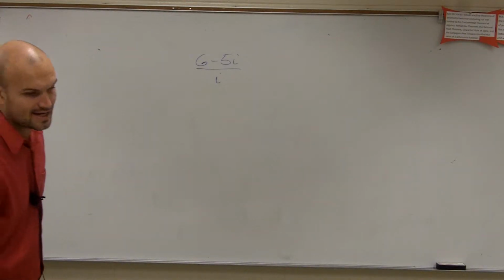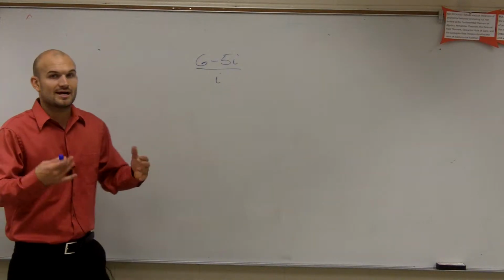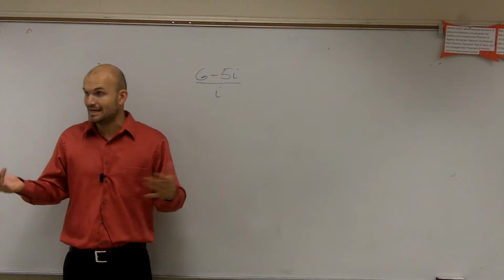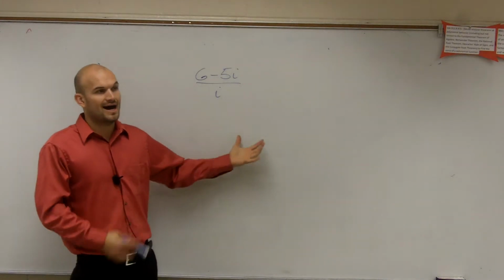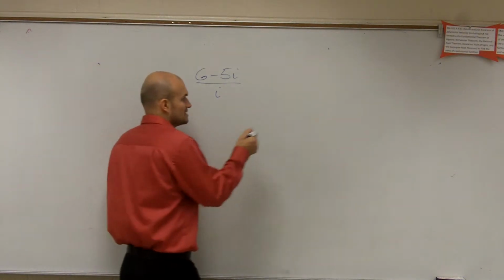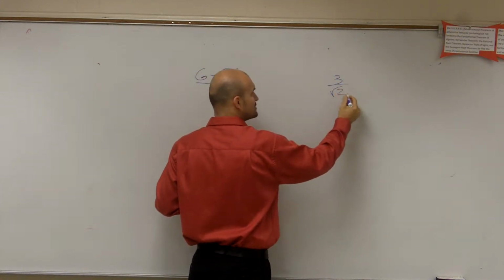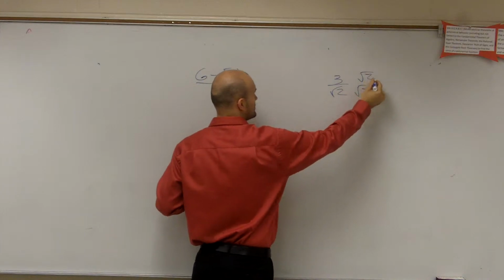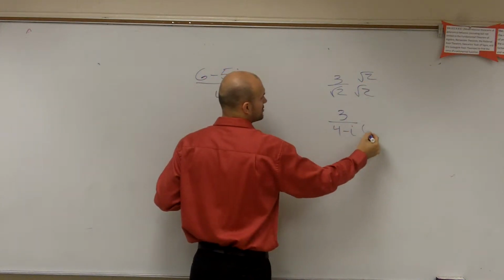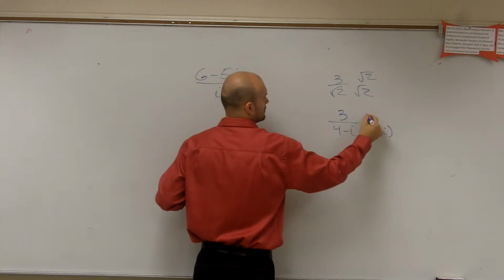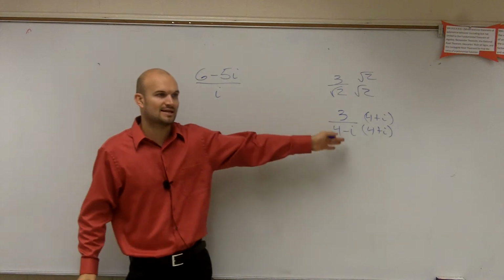So what I want to do is show you guys how to divide or write this actually in complex form. So the main thing, guys, remember we talked about i, the square root of -1. You can't divide by the square root of a negative number, right? So we've got to get rid of the i. Remember, if you had 3 divided by the square root of 2, you multiply by square root of 2 over square root of 2, right? If you had 3 over 4 minus i, you multiply by the conjugate. Right? So if you had a binomial, you multiply by the conjugate.